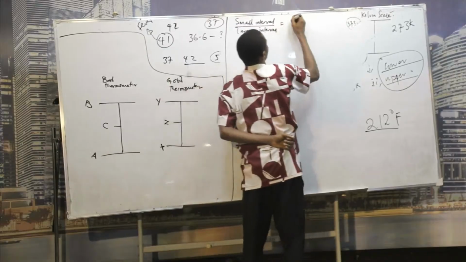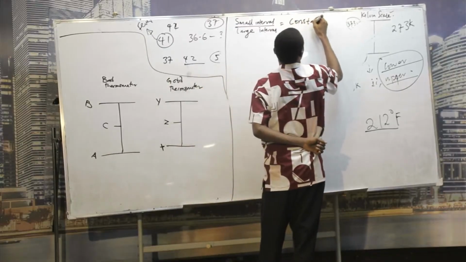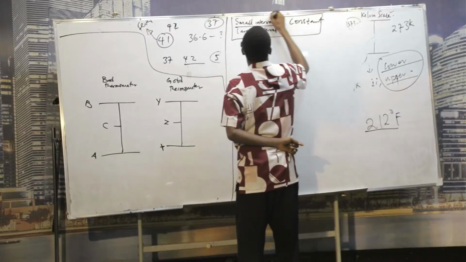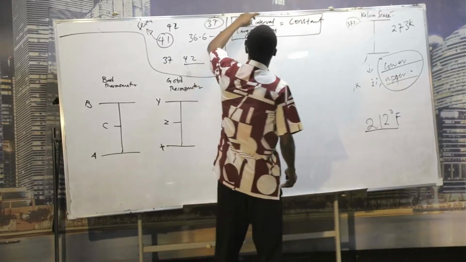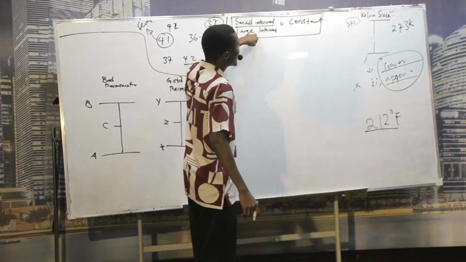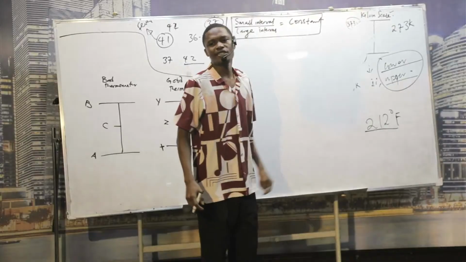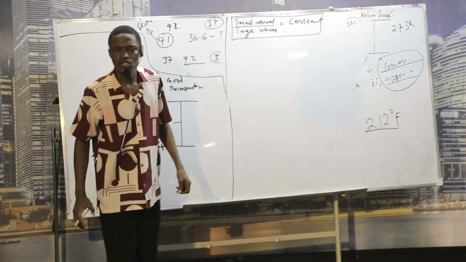Let me write it in full. Small interval divided by large interval is equal to a constant. If you remember this, then you will know peace. A constant means something that does not change.